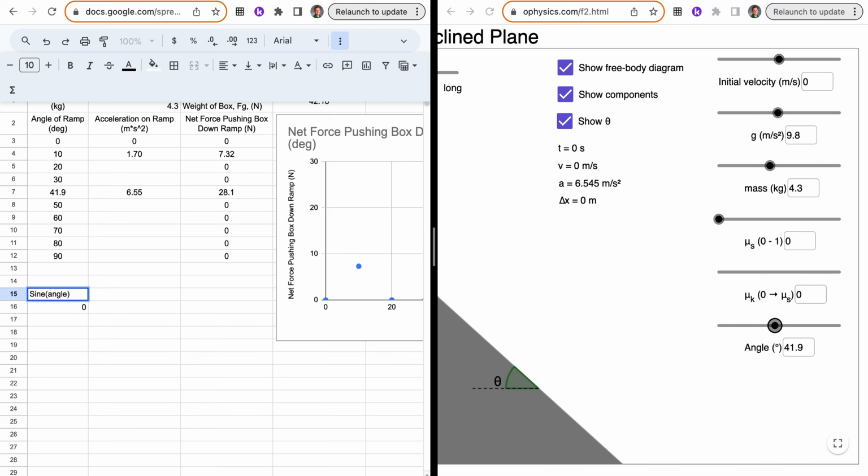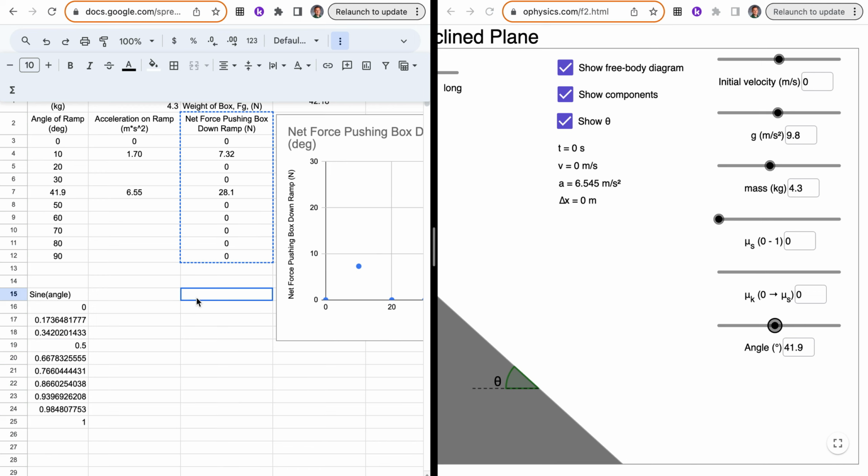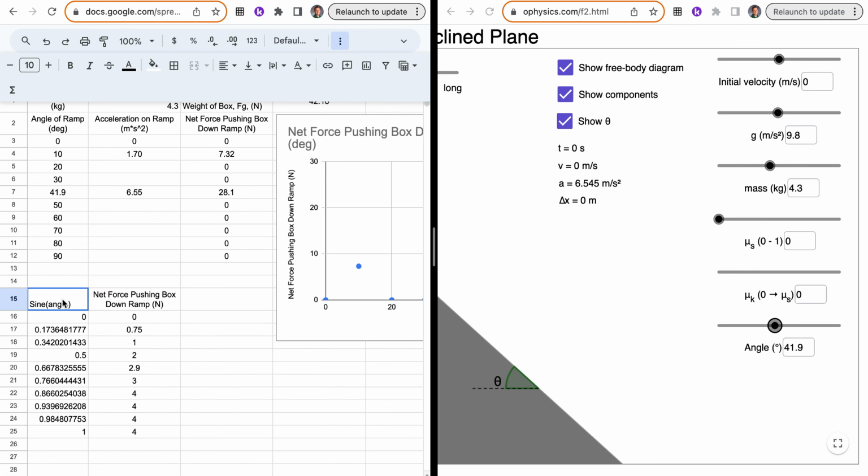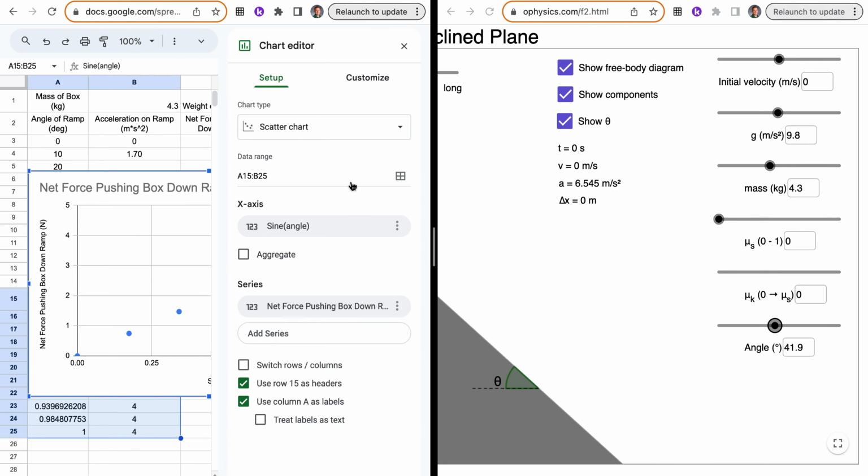So this is just the sine of my angle. I'm going to then pull down. And you'll see I've done that for all of my values. Okay. And then I'm simply going to copy and paste these values down to here. And we're going to now plot this as well. So you're going to make two graphs. And this should be a linearized graph.